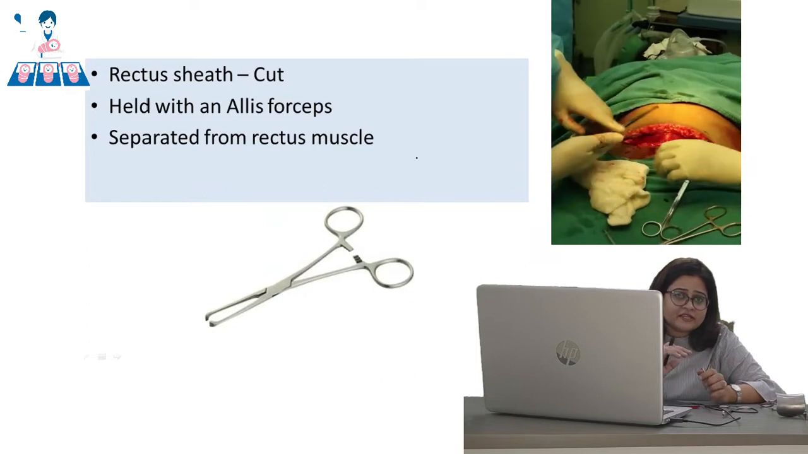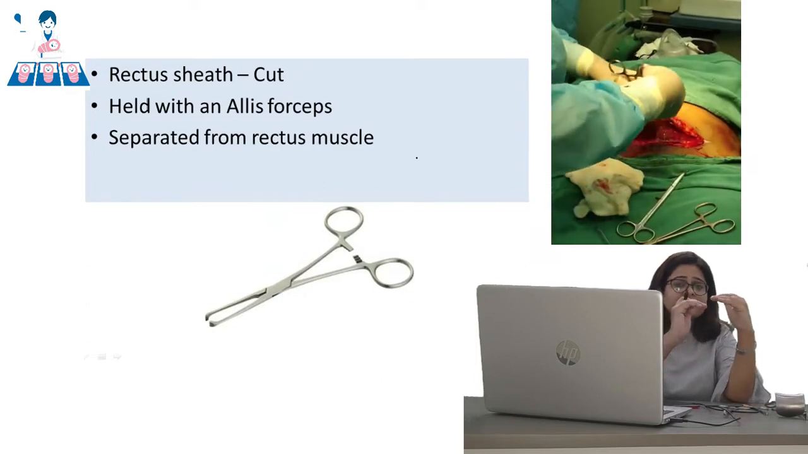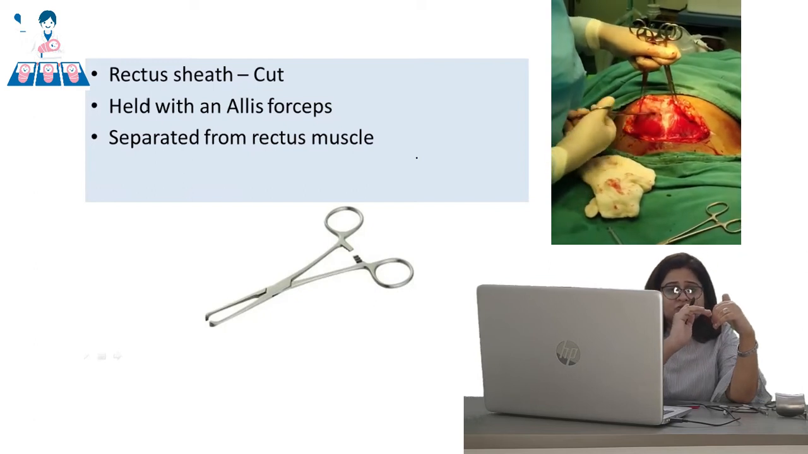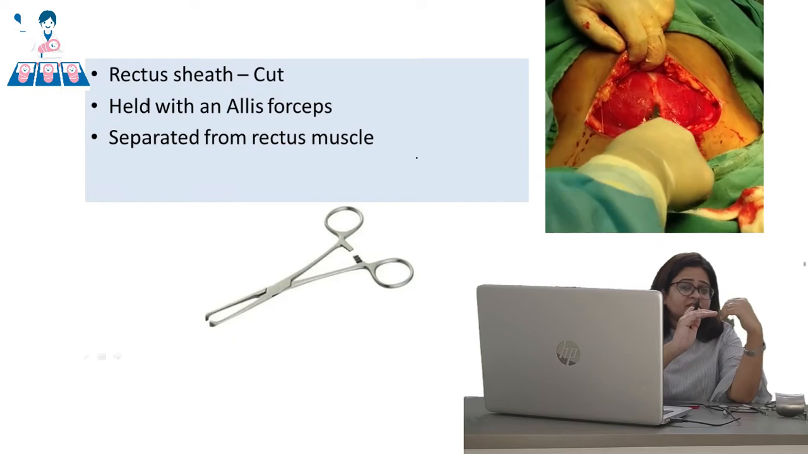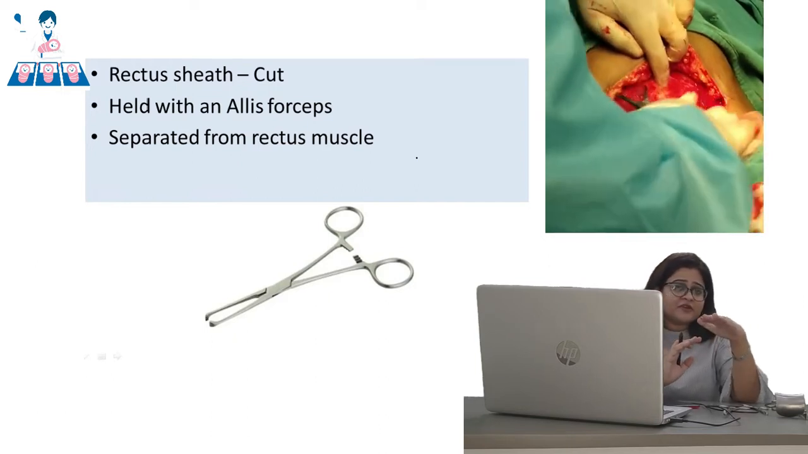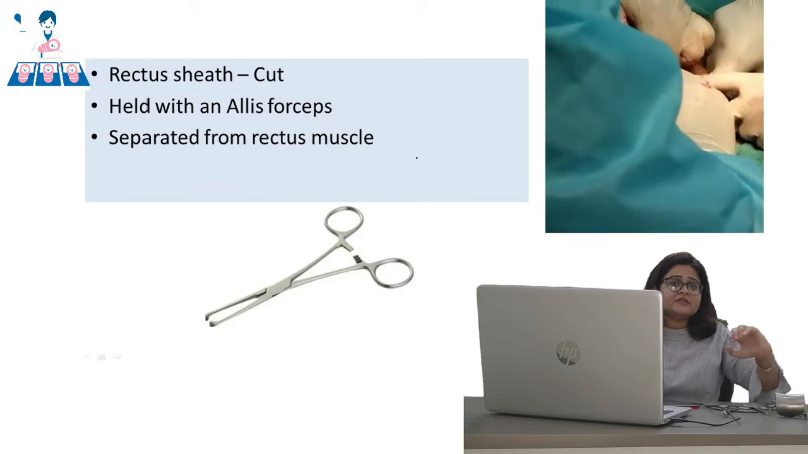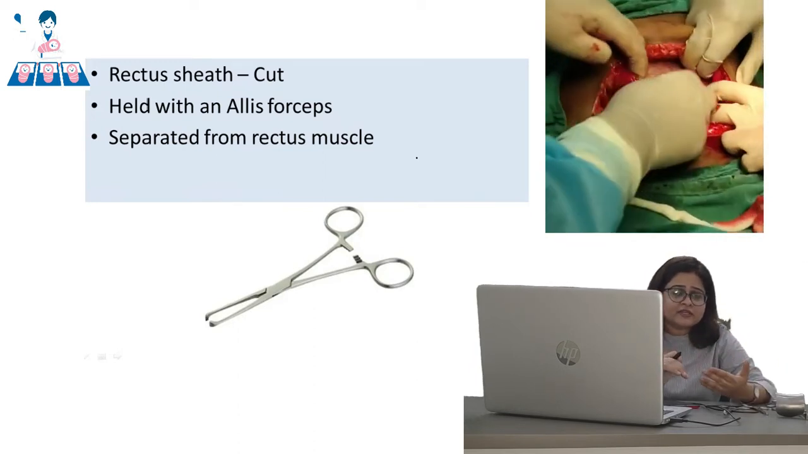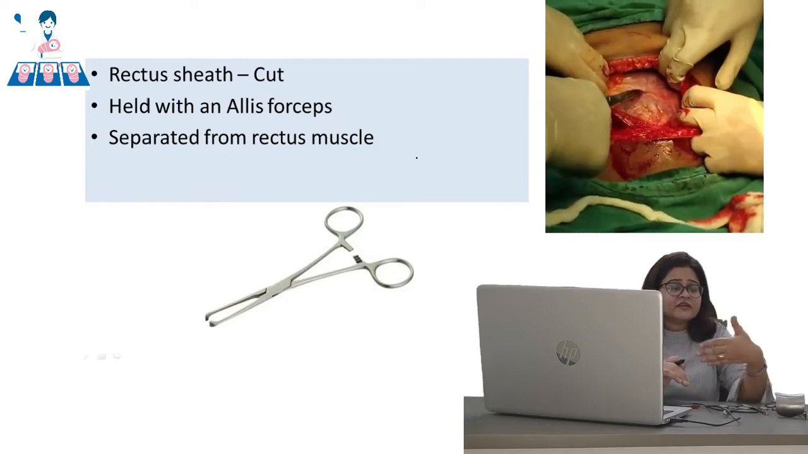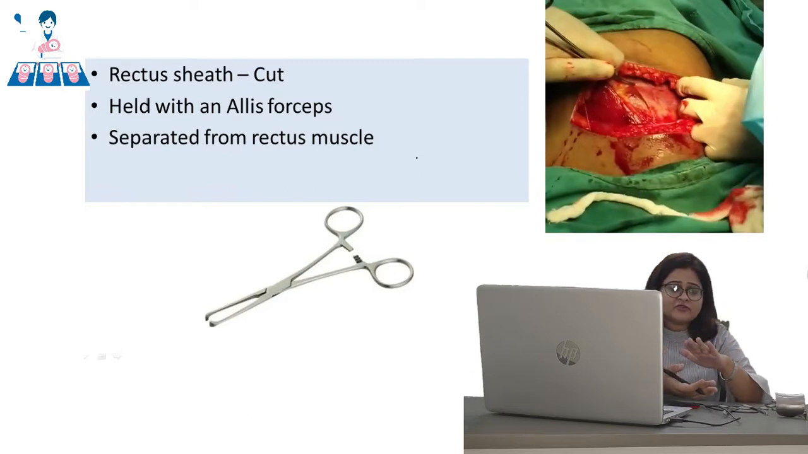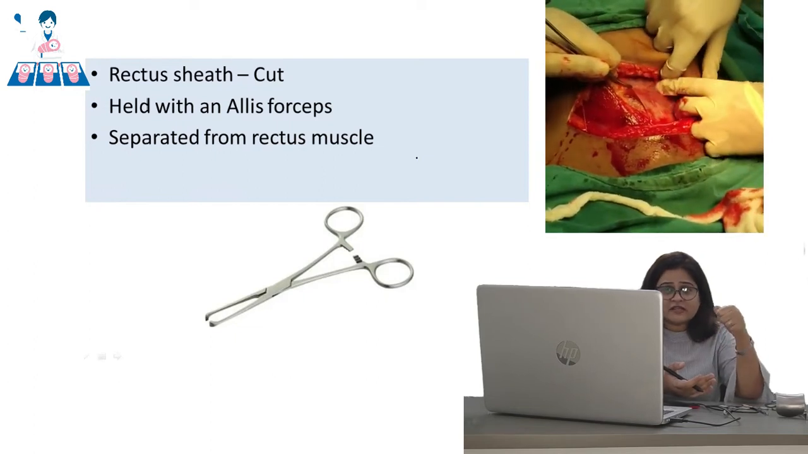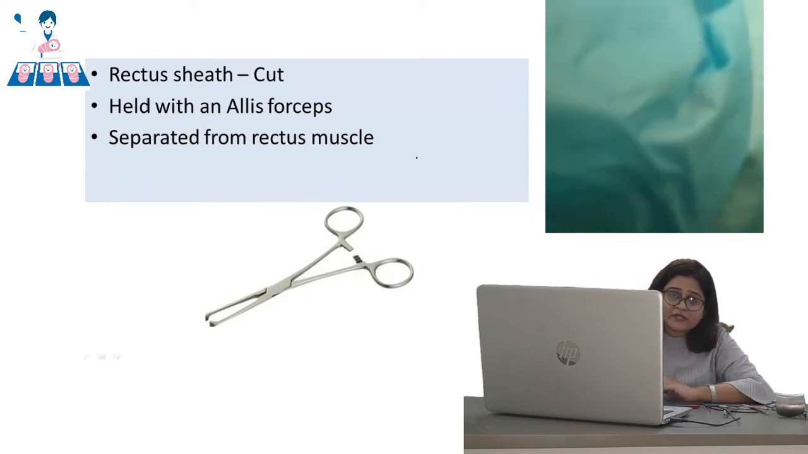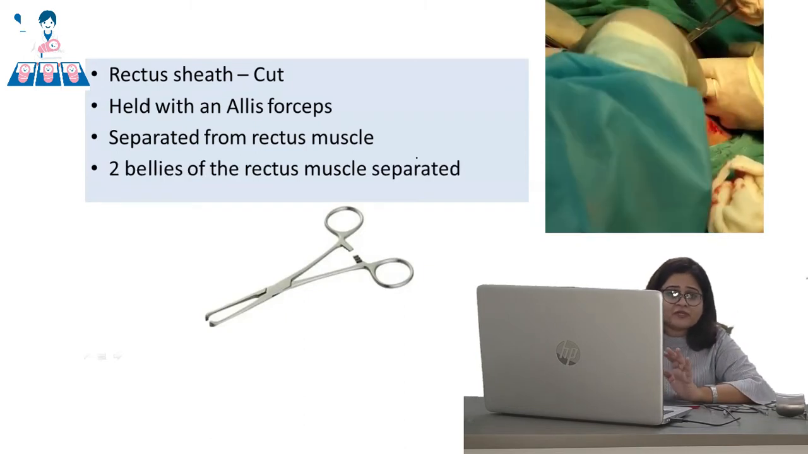Once we cut the rectus sheath, we separate the rectus sheath from the underlying rectus muscle. You can see that being done in the video. And once the rectus sheath is separated from the rectus muscle, we simply separate the bellies of the two rectus muscles, and then we encounter the underlying parietal peritoneum. So skin incision, rectus sheath, separate the rectus muscle from the sheath by holding the rectus sheath with the Allis forceps, and then separate the two bellies of the rectus muscle, and you will encounter the parietal peritoneum. That is how we enter the abdomen.